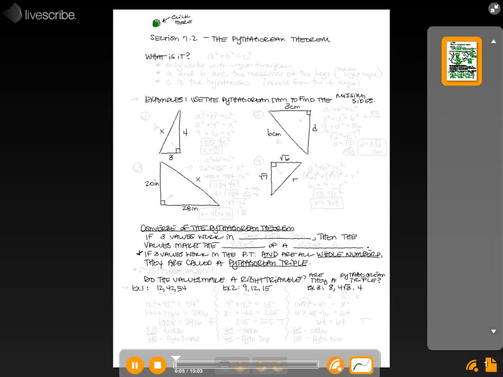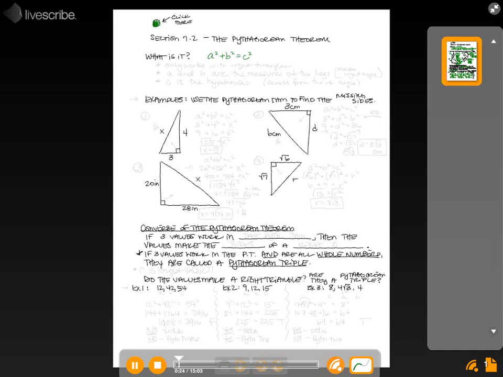Alright, these are our notes for section 7.2 on the Pythagorean Theorem, which is something we should already know. We've talked about it before, but we're going to review it real quick. First question here is, what is the Pythagorean Theorem? It is a squared plus b squared equals c squared.